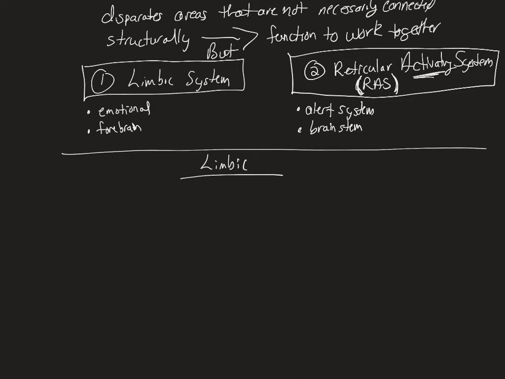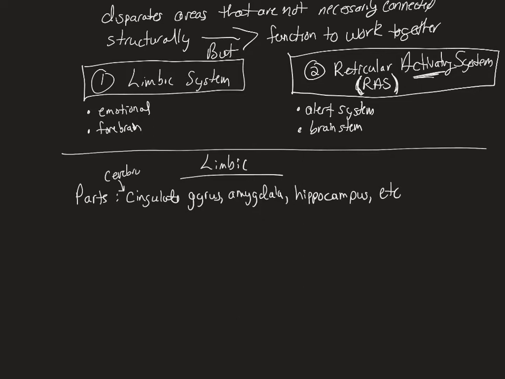So what are the different parts? So what parts are going to work together? Okay? So you got different parts of the cerebrum. So like parts of the cingulate gyrus, the amygdala, hippocampus. Some of these words you may recognize. Hippocampus, etc. There are other parts of the cerebrum that are involved. But, so this would be the cerebrum parts.